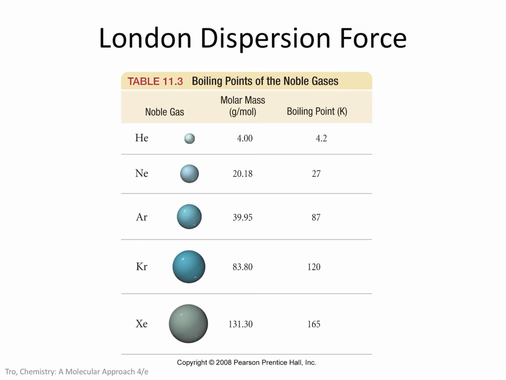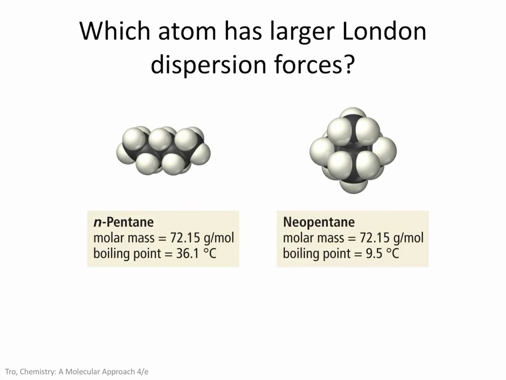Well, in order to boil something, you need to break apart the particles from one another. And in order to break apart the particles, you have to break the forces. So the boiling point increases as the forces increase because the forces become harder to break apart. However, sometimes molar mass is not the only thing that we look at.